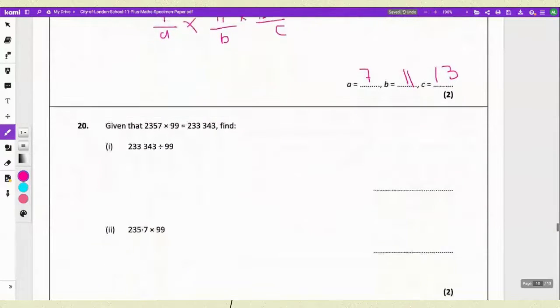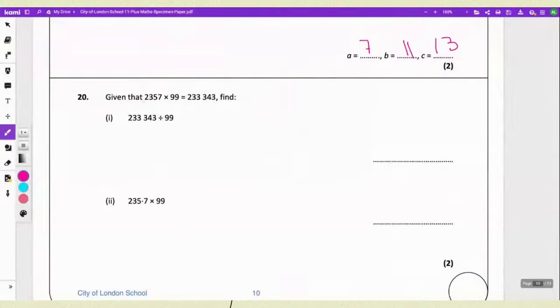So now we are on 20. In this, they are telling you, given that 2357 multiplied by 99 equals 233343, you need to find 233343 divided by 99.